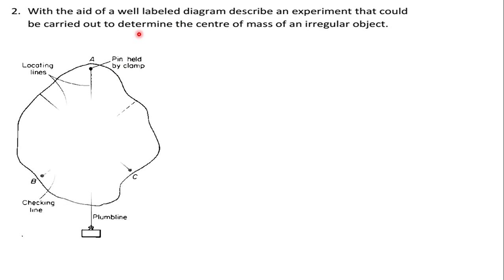Question number 2. With the aid of a well-labeled diagram, describe an experiment that could be carried out to determine the center of mass of an irregular object. Remember, center of mass is a point on an object where the mass of the object seems to be concentrated. So in that case, we shall use what is known as the lamina.